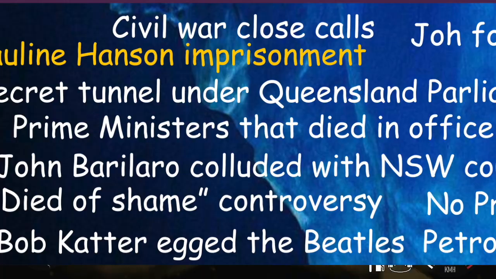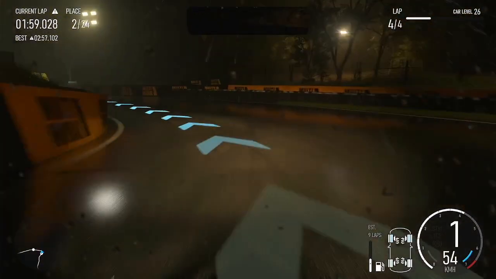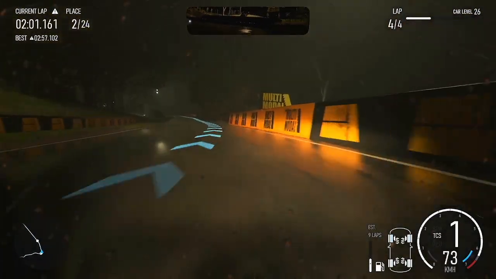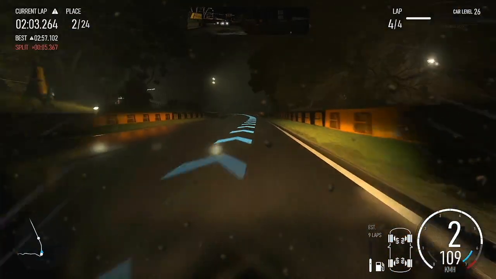Prime Ministers that died in office. 3 Australian Prime Ministers have died in office: Joseph Lyons, John Curtin and Harold Holt. Joseph Lyons was the first to die, due to a heart attack in 1939.